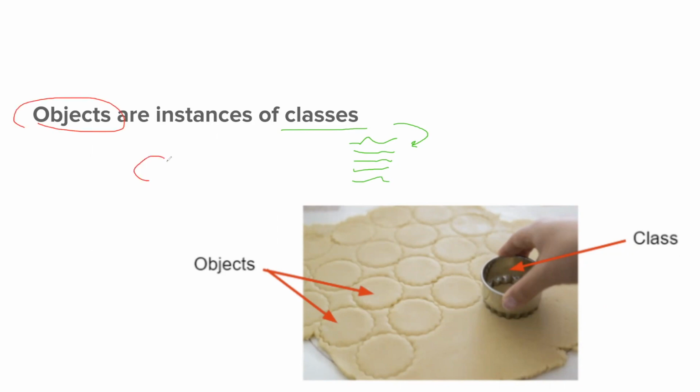So if I have a class dough, and then I have an object here. What is this? A cookie. An object is an instance of this, right? So if this was the class, the cookie cutter, each of these are objects.